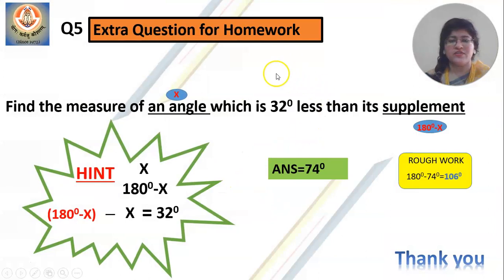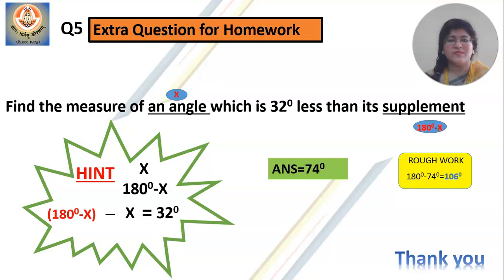Find the measure of an angle which is 32 degrees less than its supplement. An easy way of doing such type of questions. Find the measure of an angle. Let the angle be x, or you can take the angle as y. This question is based on supplementary angles. If the angle is y degrees, its supplement will be 180 minus y. If the angle is z degrees, its supplement will be 180 minus z. And if the angle is m degrees, its supplement will be 180 minus m.